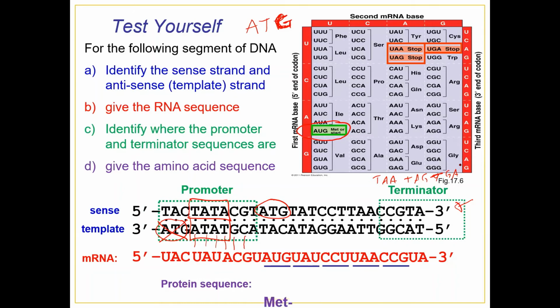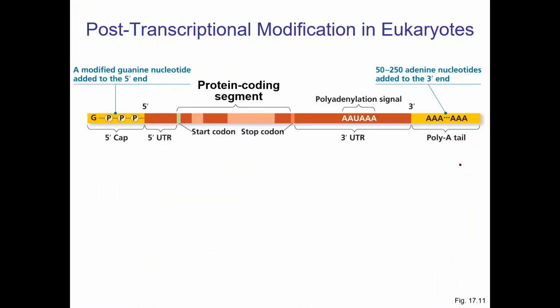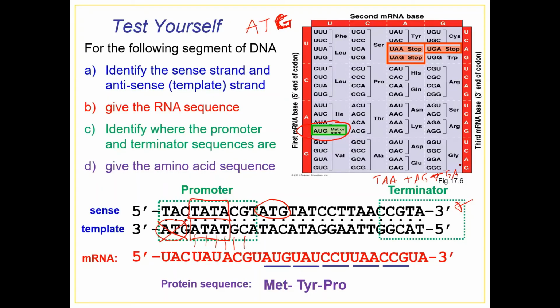So AUG codes for methionine, UAU codes for tyrosine. So like I said, you can just use the codes that are on the genetic code. If you want to use the full name, that's fine. Depends on what I give you for the genetic code. So CCU is proline, and UAA is, of course, stop codon. So I'm done. This is the stop codon.